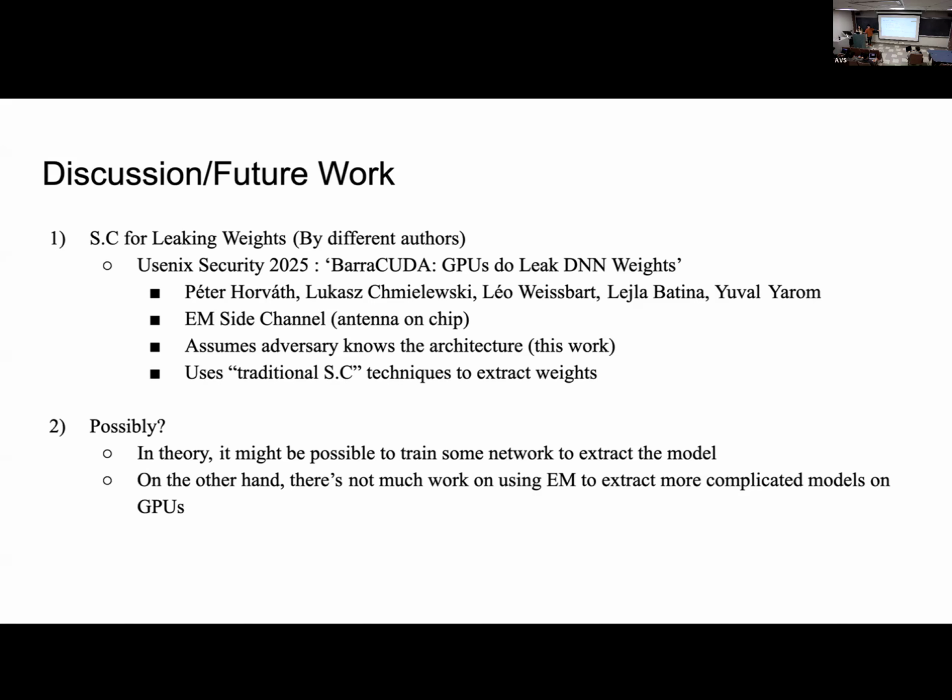Now, with regards to whether it's possible, in theory, it might be possible to train some neural network to extract the model. So you can sort of extract it, but on the other hand, what I've noticed is that there's not much work in using EM to extract more complicated architectures. So I guess that's something interesting to work on. Yeah, that's it.